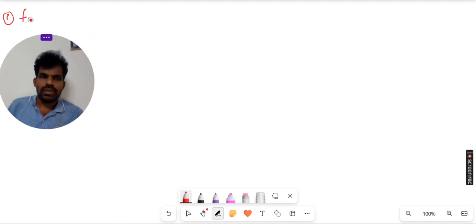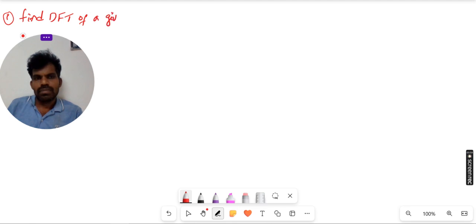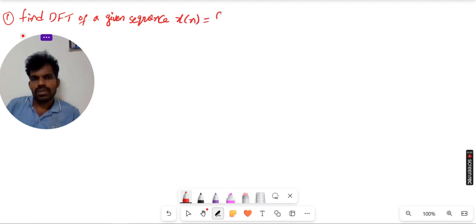Find the DFT of the given sequence x of n is equal to 1, 2 by using DIT-FFT algorithm.